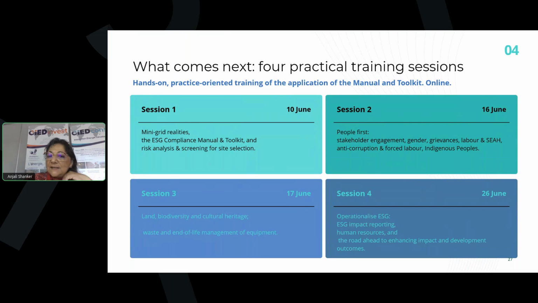The final session will then be on the operationalization challenges of ESG. This whole challenge of reporting. During the consultation phase, the feedback that we got from quite a few developers was that, first of all, getting the various financiers to agree was a bit of a problem. And so reporting through different templates is a challenge. So we try and highlight this.